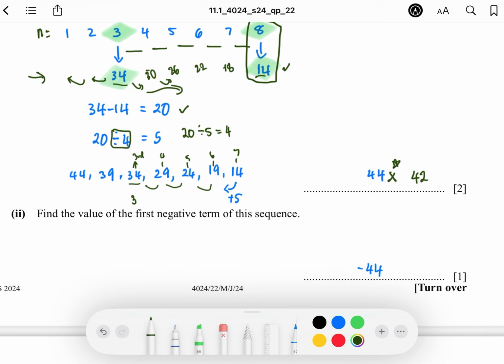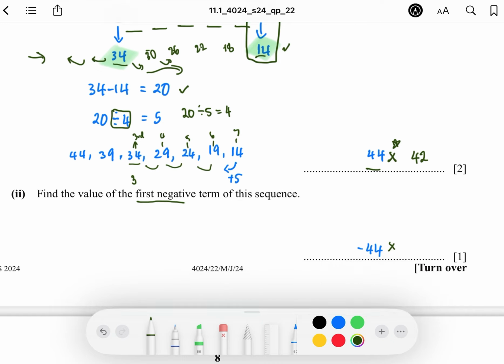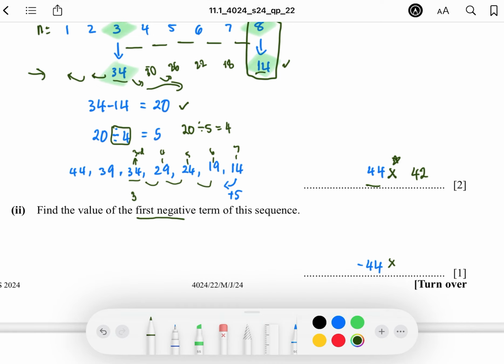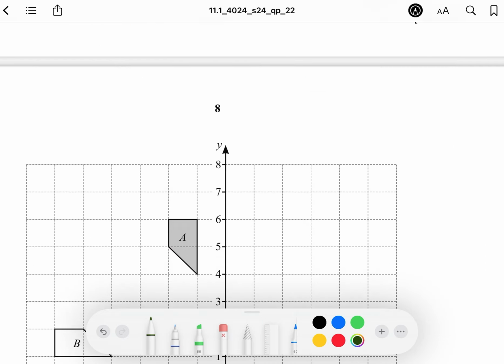Okay, find the value of the first negative term of this sequence. Now you see what this person did: because it says negative, this person just put negative with the first term. So definitely that is wrong. This is paper 2, so you can just easily do this calculation with your calculator, starting with 14 there, minus 4 until you reach a negative number, which is minus 2. Calculator there helps.